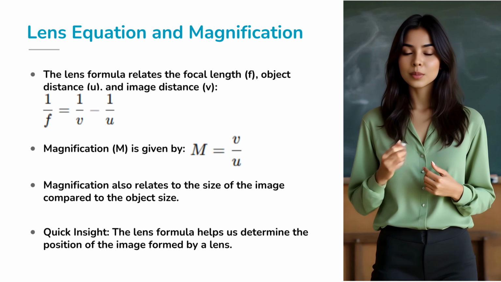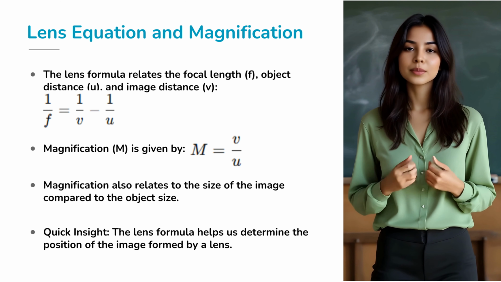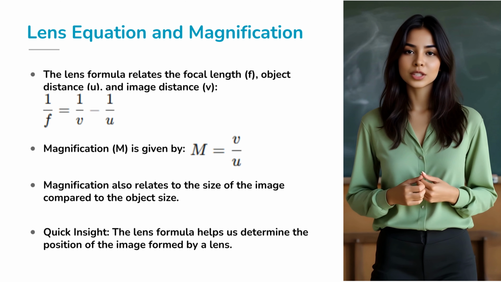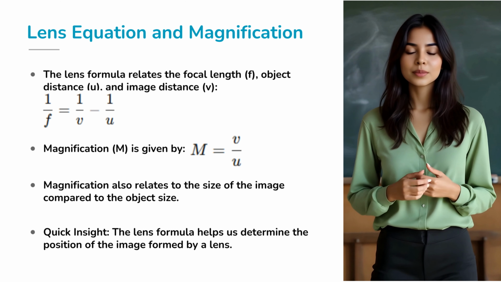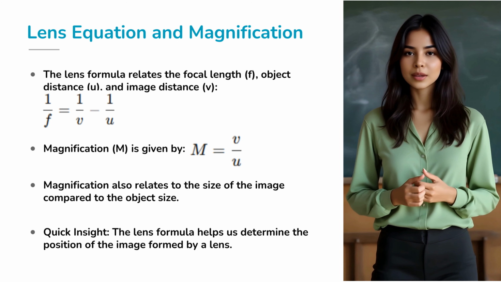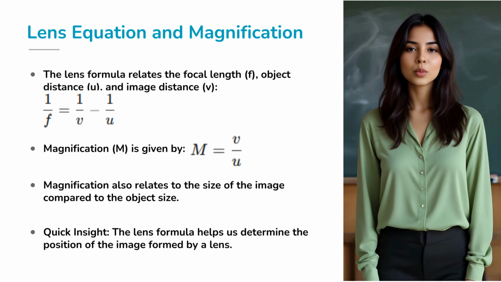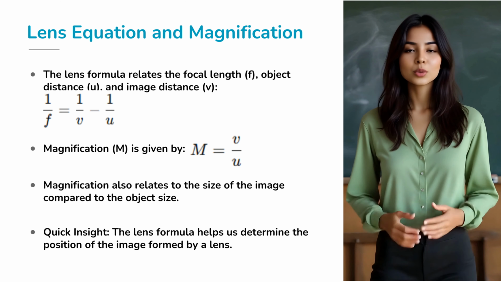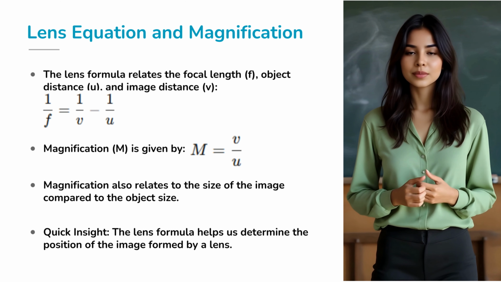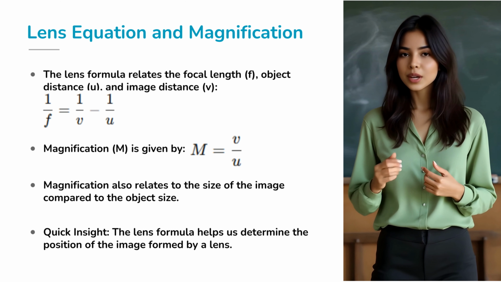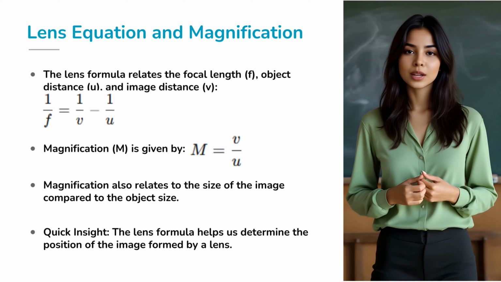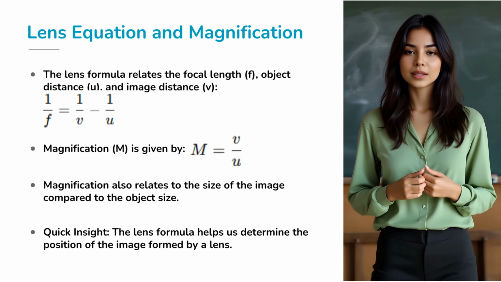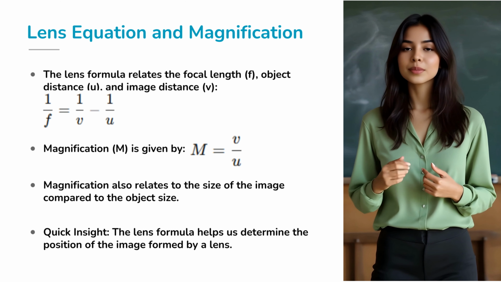Next, let's talk about magnification. Magnification tells us how much larger or smaller the image is compared to the object. We calculate it with the formula m = v/u, where v is the image distance and u is the object distance. This ratio helps us determine whether the image is magnified or reduced. If the value of m is greater than 1, the image is magnified.